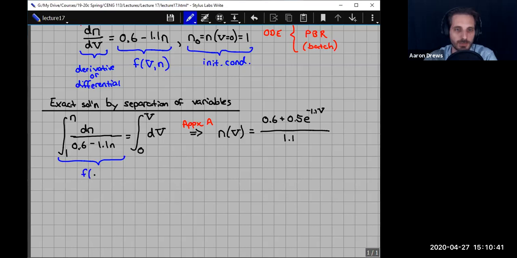Again, keep in mind that separation of variables means that this side is a function of n only, and this side is a function of v only. And any number of constants, right? You can have lots and lots of v's or anything like that. The problem comes when you can't do something like this.